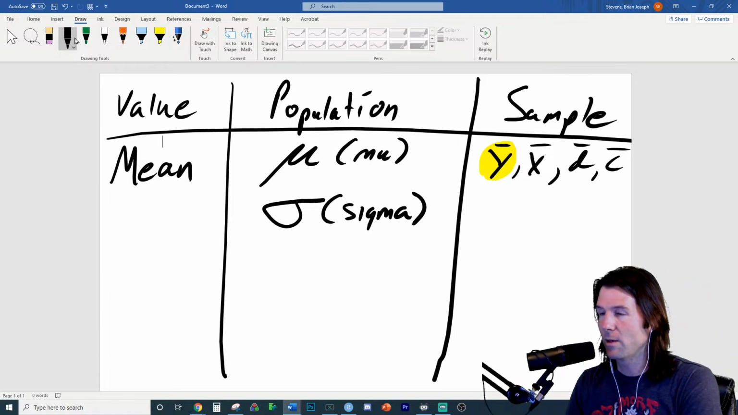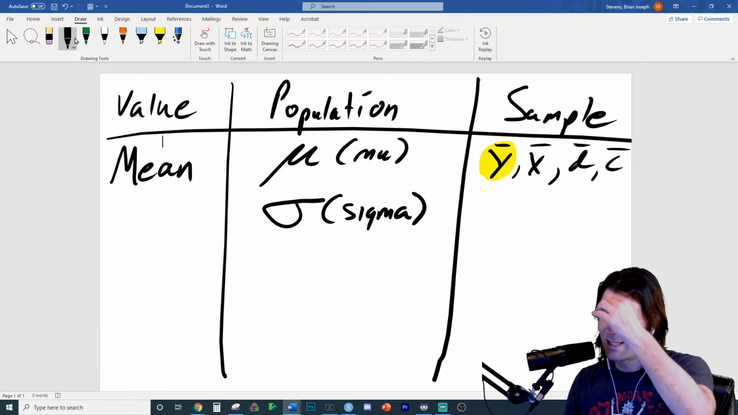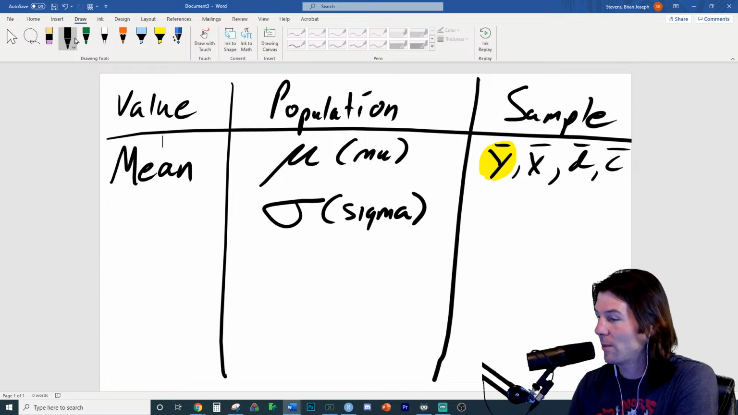Probably the most important ones right here are mu and sigma. And so when you see sigma, what do you think about with sigma?